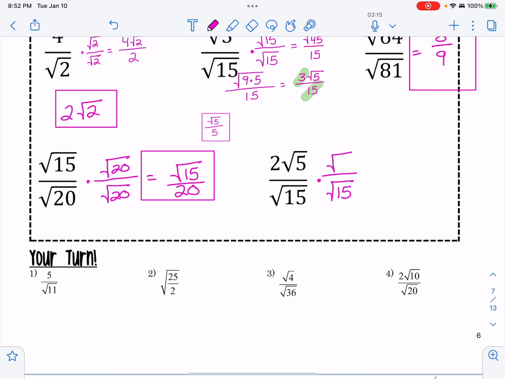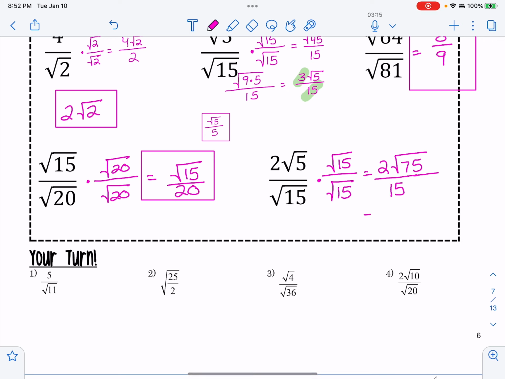And this last one here, almost the last one, rationalize the denominator. So I have 15 in the denominator. In the numerator, I have 2 times the square root of 15 times 5. What is 15 times 5? 75. Now that can be reduced.